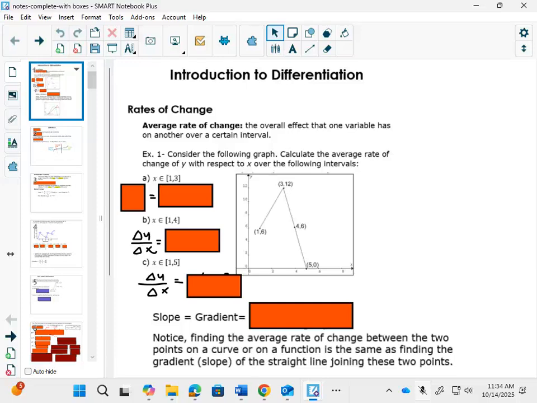Our second lesson is going to introduce you to finding derivatives. There was square one. And we're going to look at rates of change.